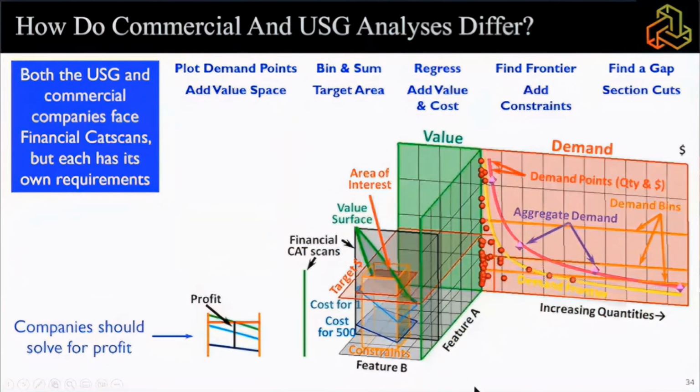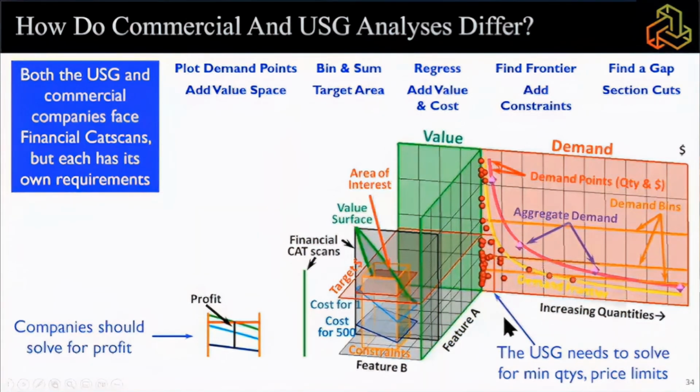Now, companies sell for profit. What does the government need to sell for? Well, certainly the government needs to figure out what their minimum quantities are. So when the government set that price, they effectively set the minimum quantity for themselves. Again, when you set a price, you are setting the minimum quantity for yourself. And so the price and the quantity are intertwined.